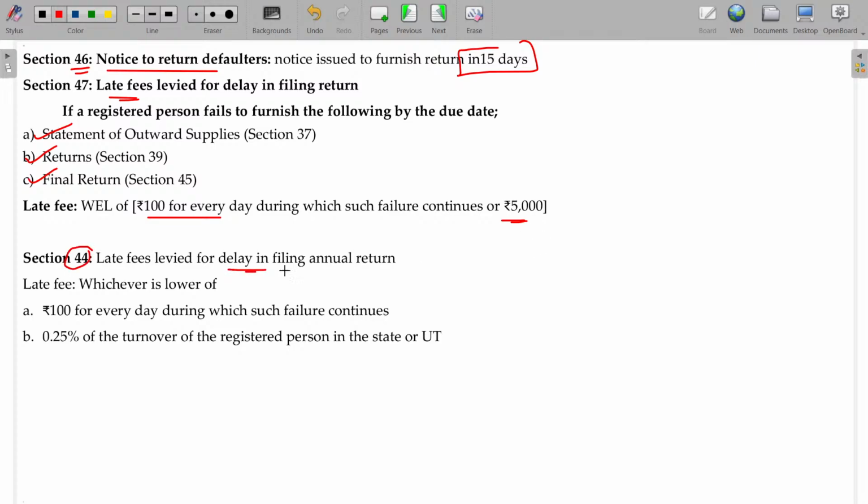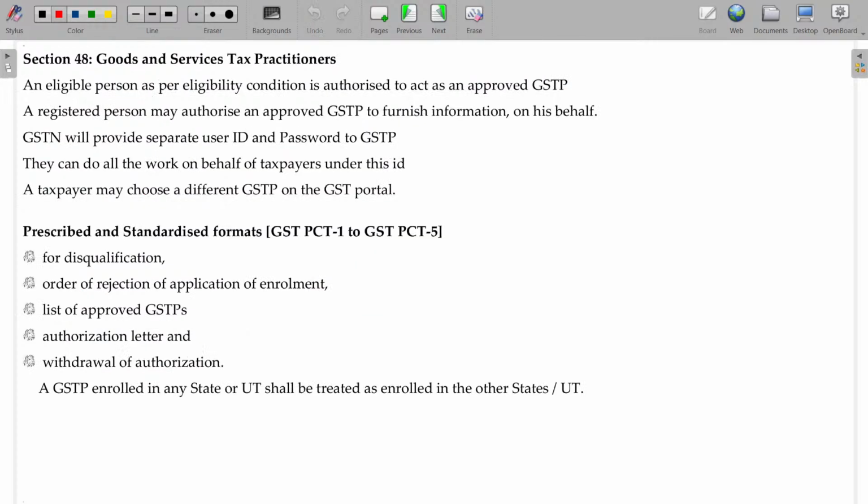Late fee levied for delay in filing annual return. This is what about the return other than annual return. This is all about final return. In case of annual return, 100 or 0.25% of turnover, whichever is lower will be the penalty. In case of GSTR, this will be GSTR 1 and this will be GSTR 3B. This will be the final return. In these cases, 100 or 5,000. In case of annual return, 100 or 0.25% of the turnover.